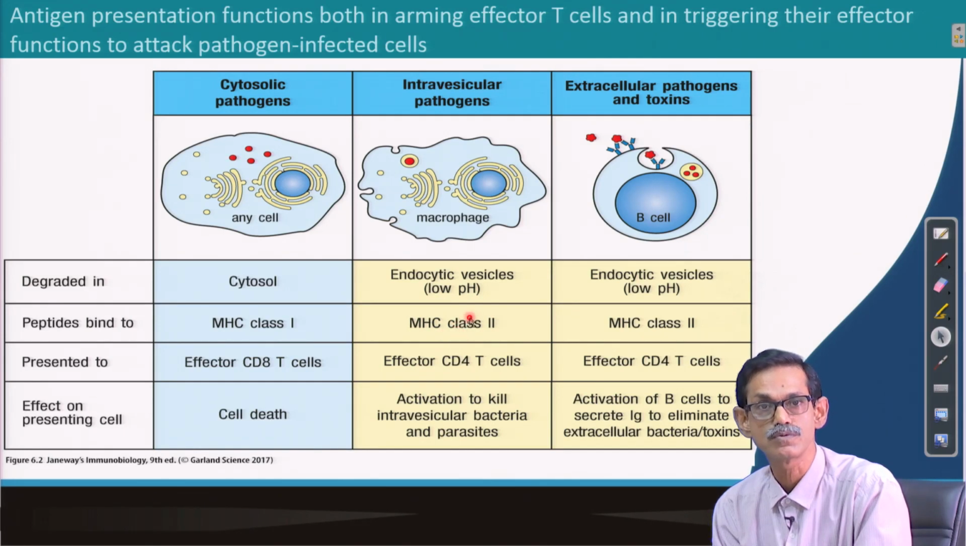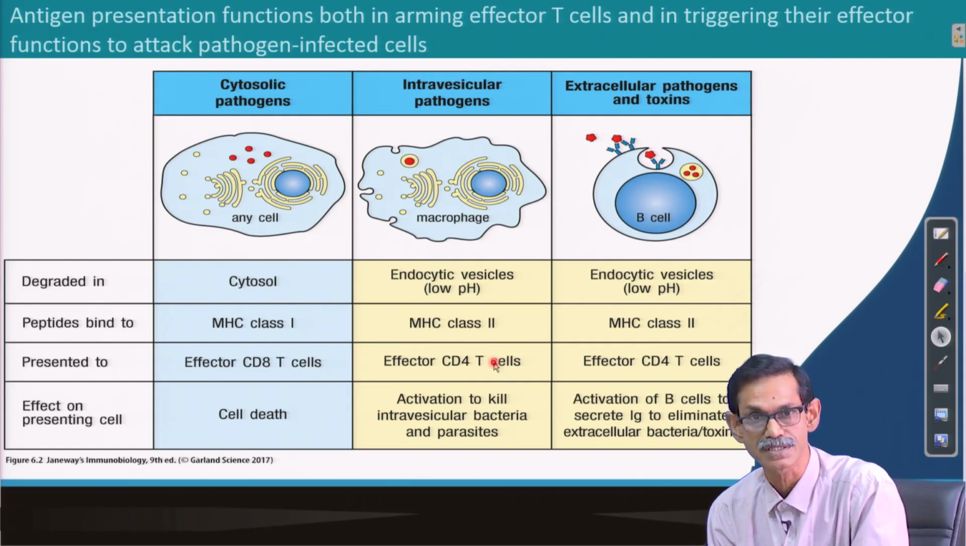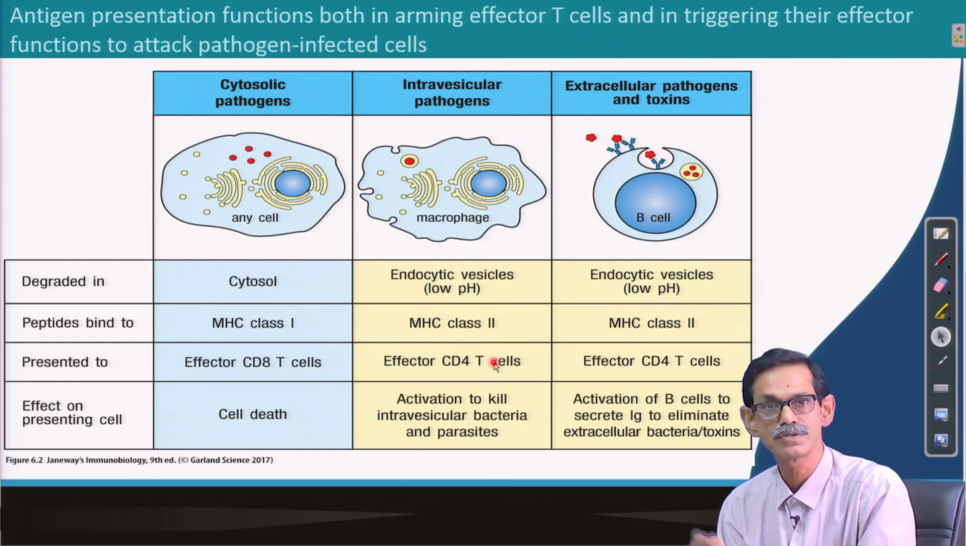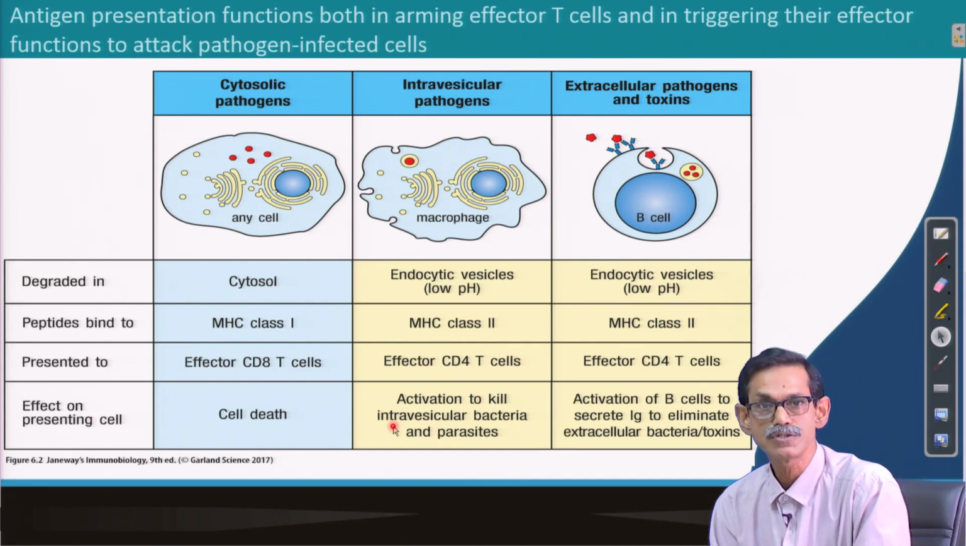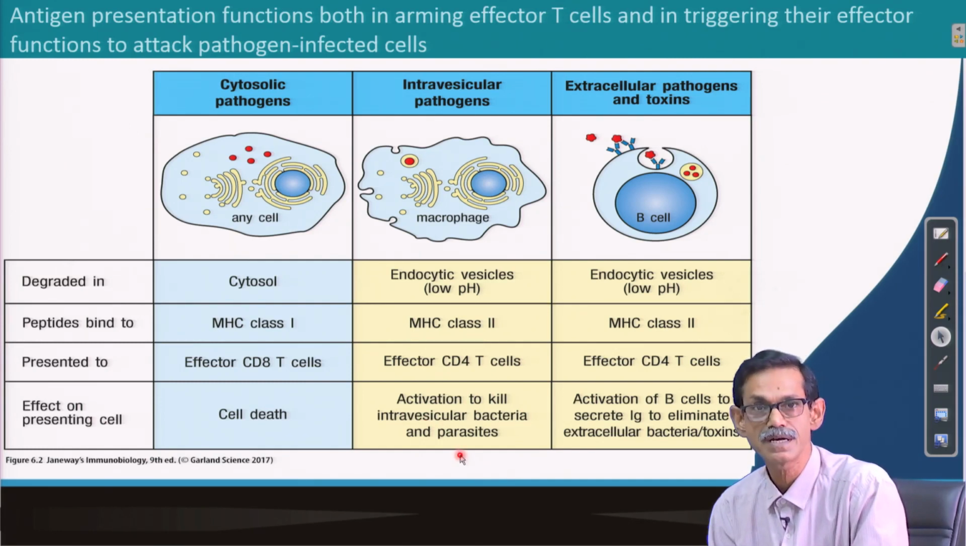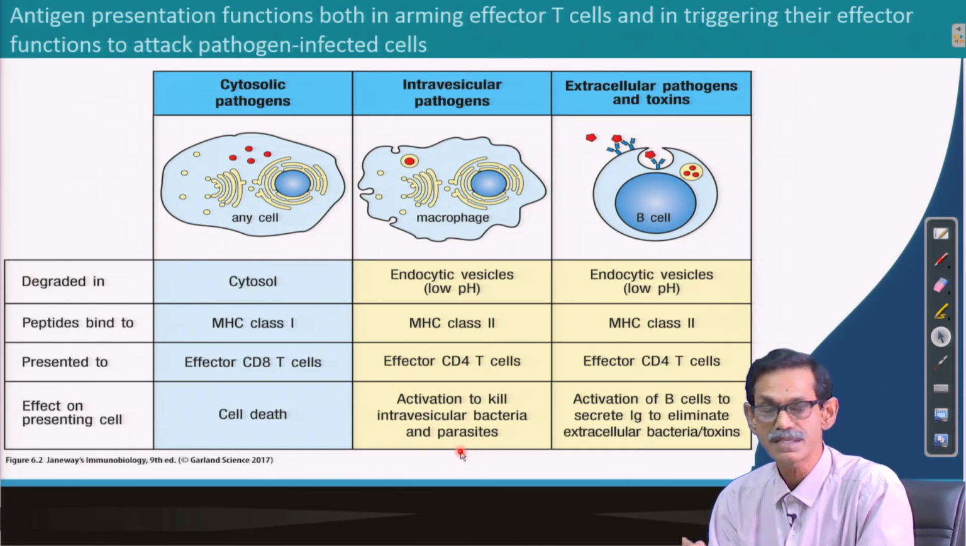And MHC class 2 is presenting to which kind of T cells? CD4 T cells. We already discussed all these things. This is just a recapitulation. I told you many times that I am going to repeat things, because many times it gets confusing. So, before going into detail of antigen processing and presentation, I am just reminding you again. And these CD4 T cells, what are they doing? They are activating these cells, I mean the macrophage, and you note the Th1 response, they kill intravesicular bacteria and parasites.